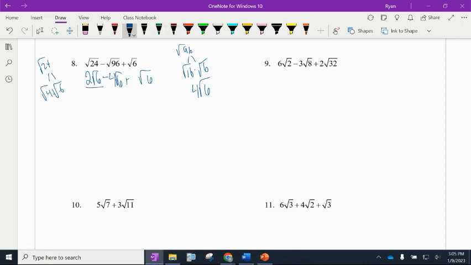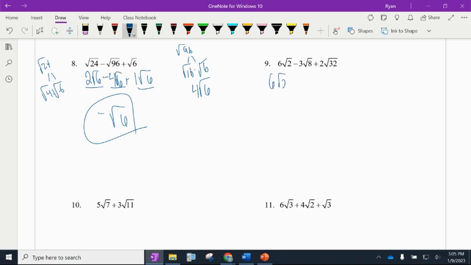Now when we add all these together, 2 minus 4 is negative 2. Negative 2 plus this 1 is negative 1 square root of 6. Again, it's not a bad idea to put the 1 there so you know what you're dealing with. And you could put the 1 here. That would be okay. On to number 9.